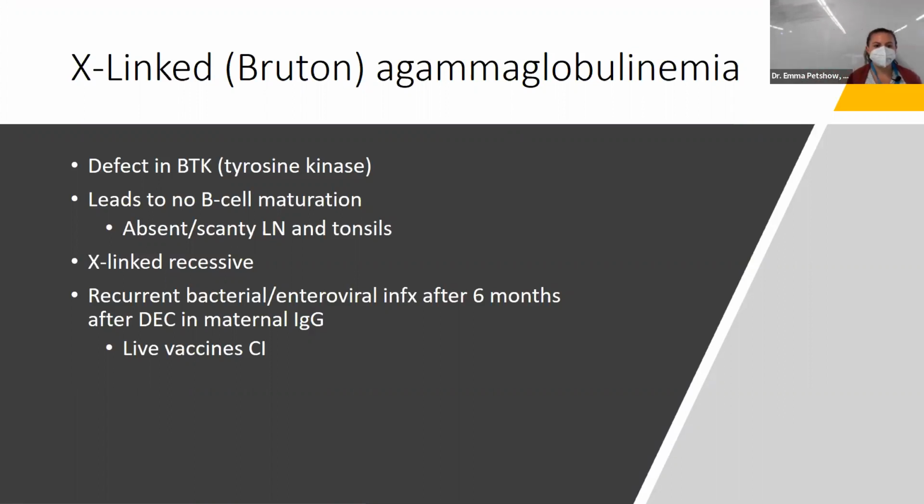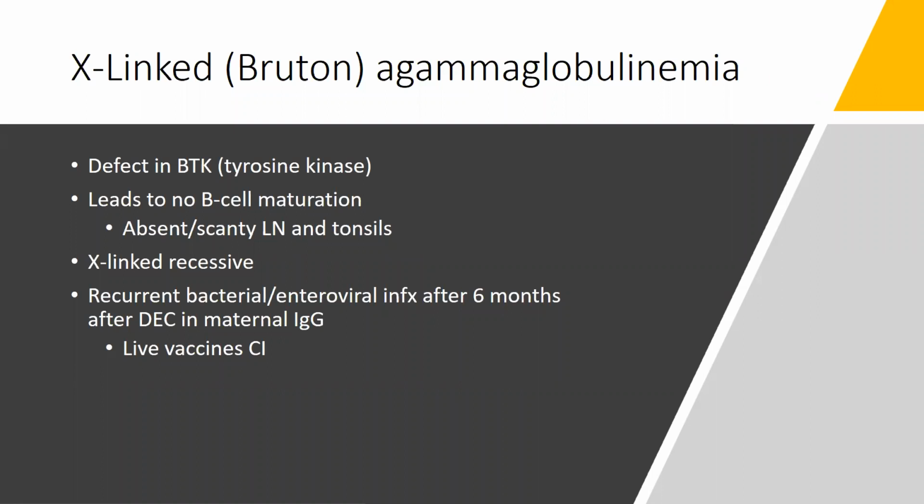Wow, fun. It's a defect in BTK, which is a tyrosine kinase molecule. It leads to B cells not becoming mature. So we will see absent or small lymph nodes, that's LN, and absent or small tonsils. That's typically where B cell proliferation occurs. It's X-linked recessive, so it is sex-linked.